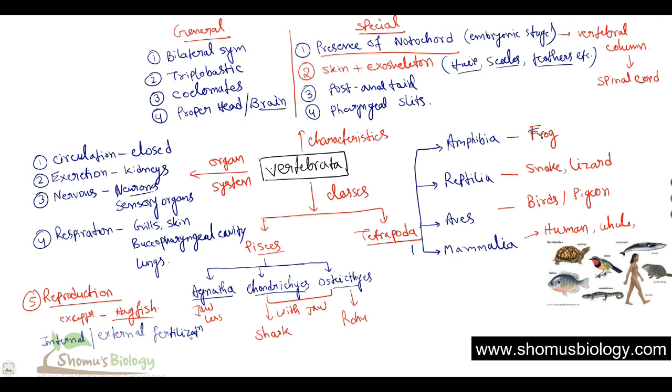So these are the general features and classification of vertebrates. I believe you have a clear idea about the characteristics of vertebrates. As we go on talking about the different classes of vertebrates, we are going to talk in even more detail about individual classes and their respective body organ systems. So this is all about vertebrates.